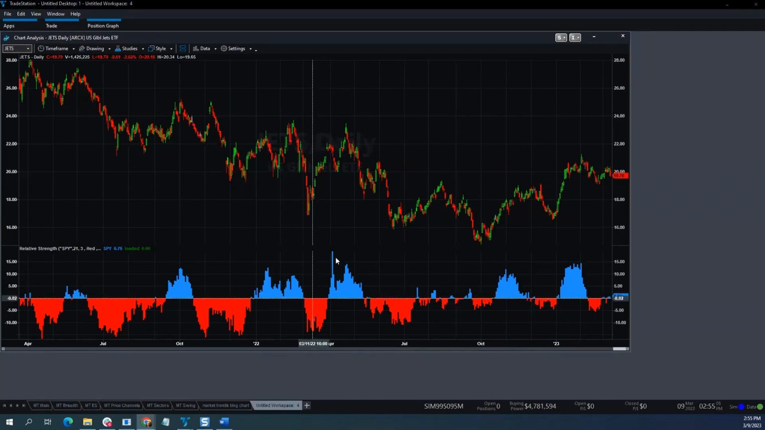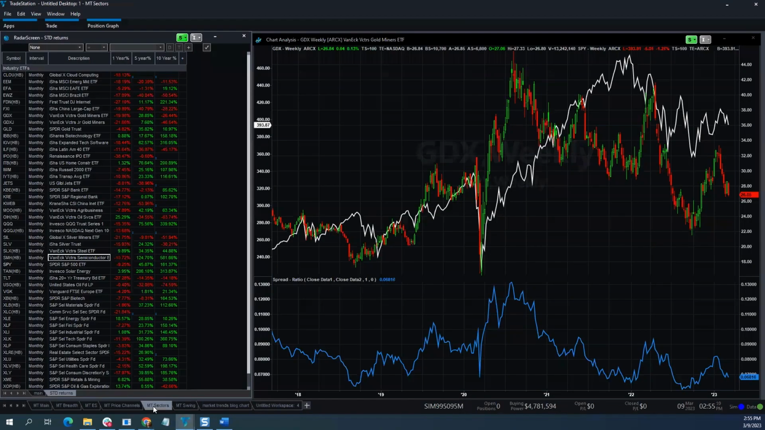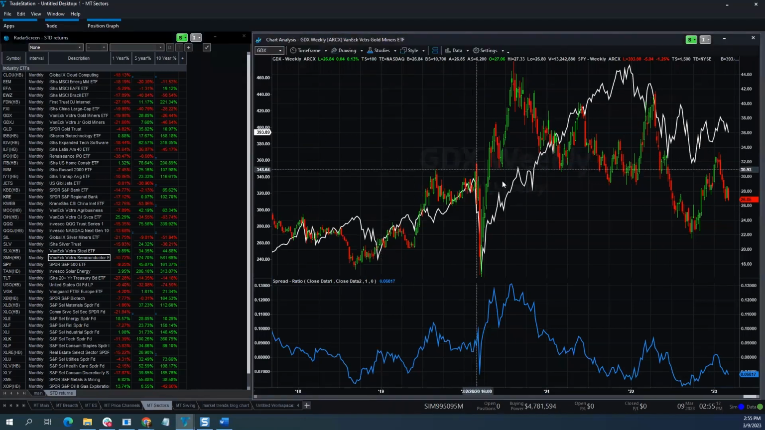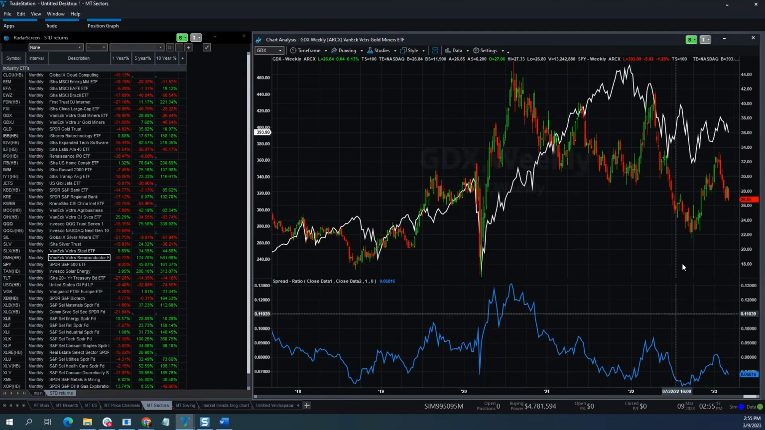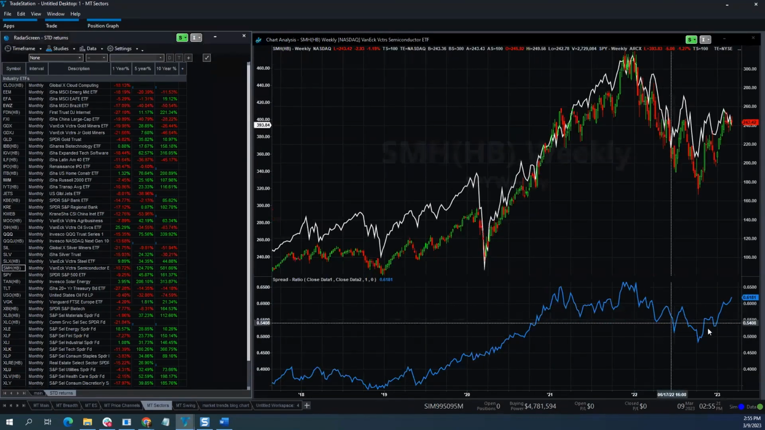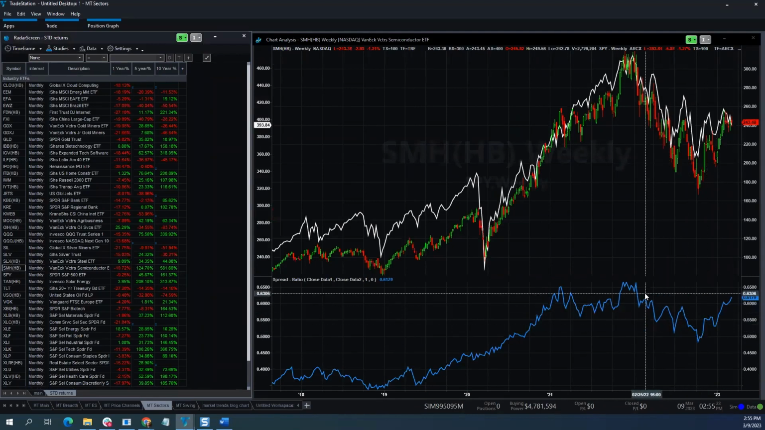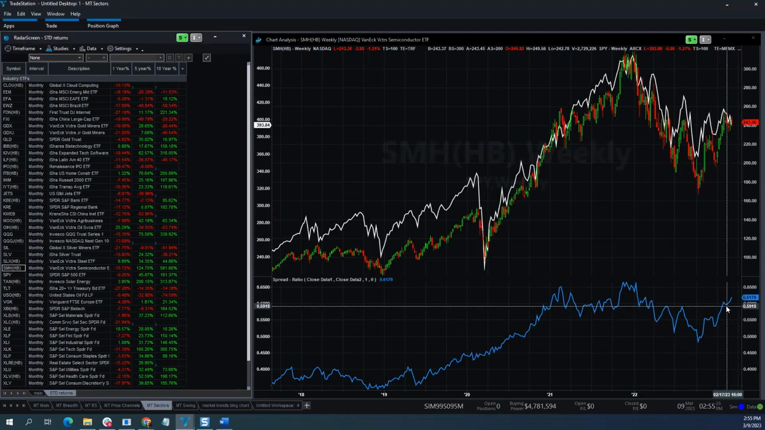We'll be back again next week. Let me just see if there's anything else. Oh, this thing, MT Sectors, is also kind of useful for this. This shows you a sector relative to the S&P as a ratio over the weekly period. Let's look at SMH here. This shows that semiconductors are really doing well against the S&P. It's pretty interesting to see this.